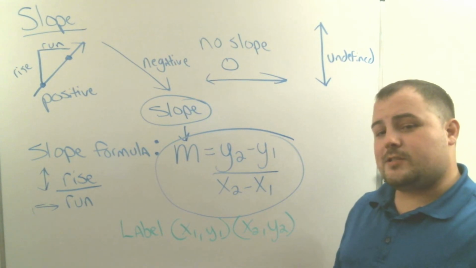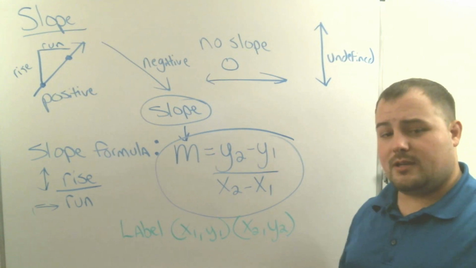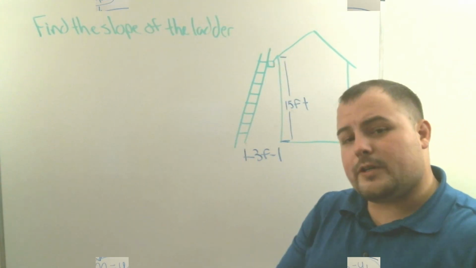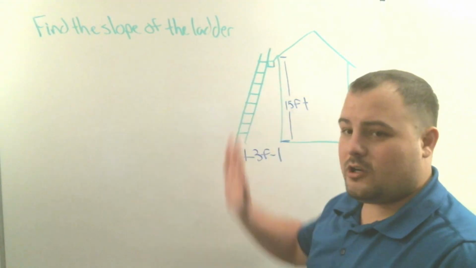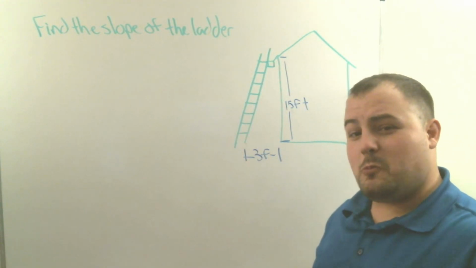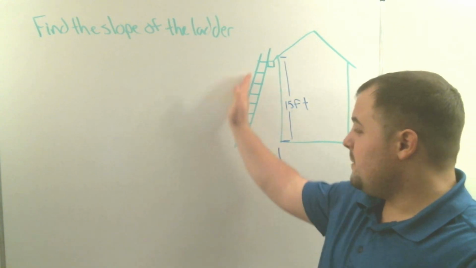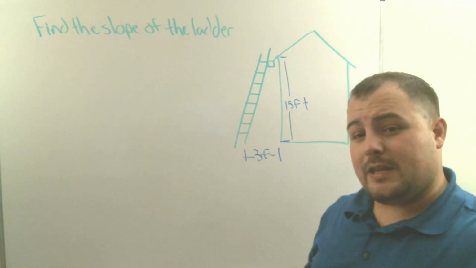So let's look at our first example and see if we can find the slope between whatever's happening there. In our first example, we're going to find the slope of the ladder. So what angle is this going up at? Now to me, if I was walking or trying to run, that'd be a pretty steep slope. So we're going to find the slope of the ladder.